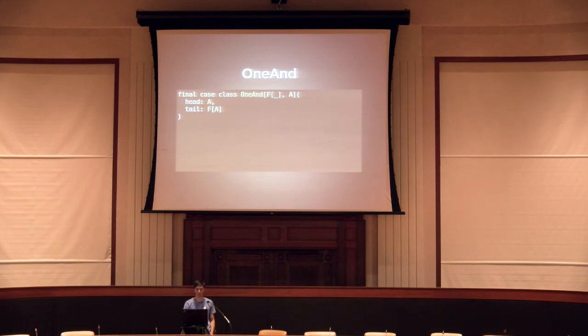Okay, so Scalaz has this idea of OneAnd. I think this is one of the simpler ways to implement the idea of dependent types in Scala. Basically, you have some sort of collection, and you have at least one element in that collection. So we have a head and then a tail. It looks basically like how you'd implement a list, except our constructor requires a head.